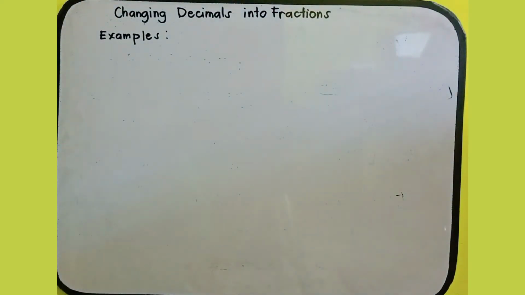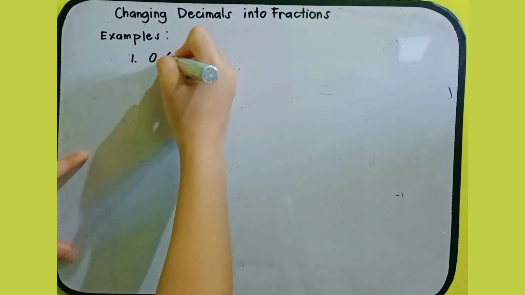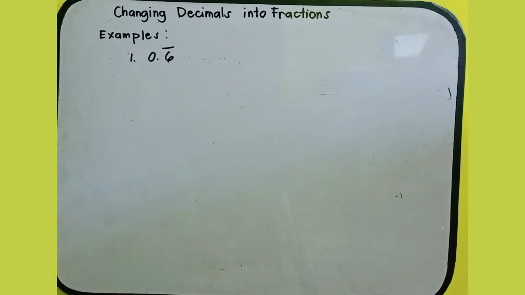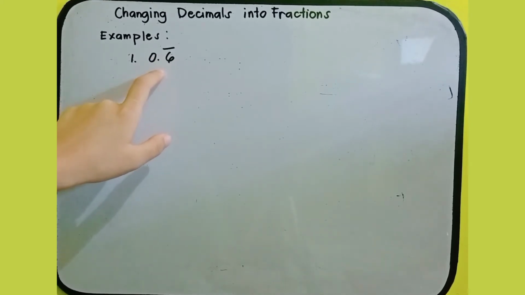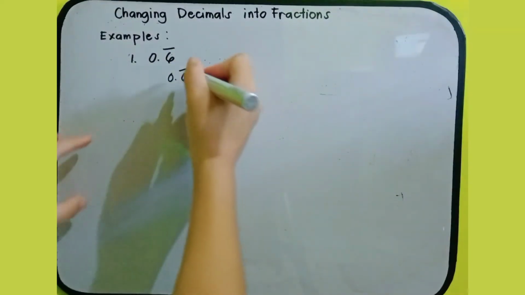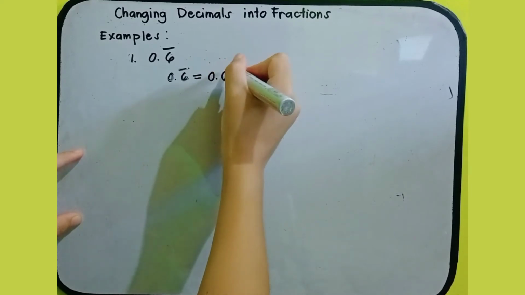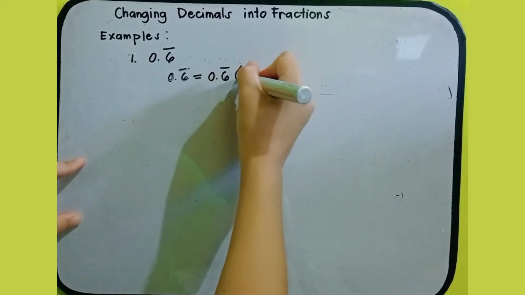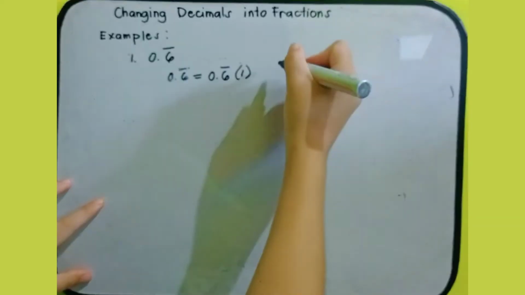So our first example is 0.6 bar. The bar on top of the number represents that this is a repeating decimal. So let's change this into a fraction. We have 0.6 bar, which is just equal to 0.6 bar multiplied by 1. This is by the identity property.